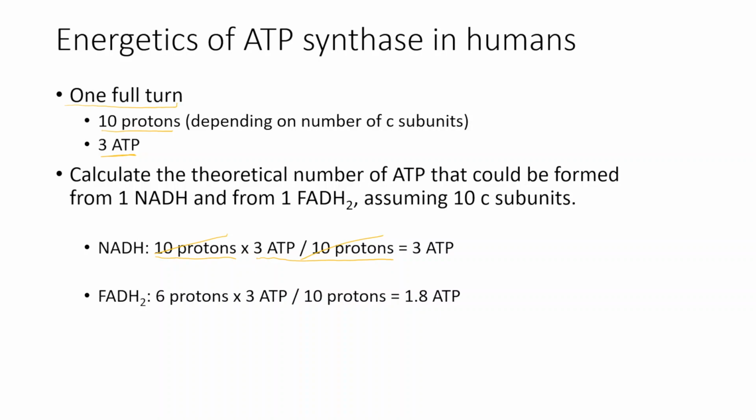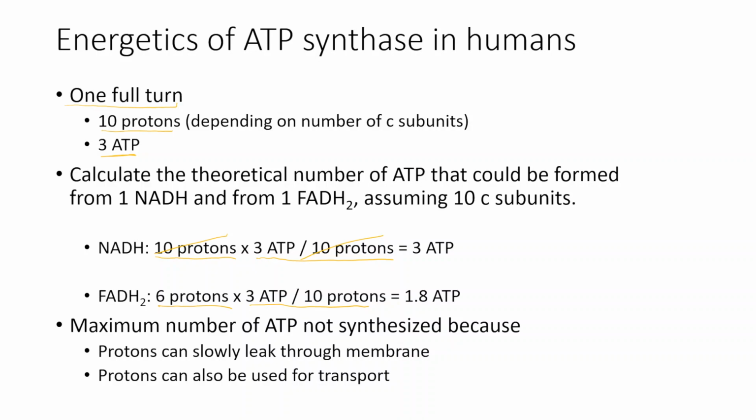For FADH2, we talked about how this is going to generate only 6 protons in our proton gradient because of the way it enters the electron transport chain. And then if we multiply again by our conversion factor, which is 3 ATPs for every 10 protons, we can calculate that for every 1 FADH2 reduced electron carrier, we can generate, theoretically, 1.8 ATPs. But this is the theoretical maximum number that can be generated in a perfect world.